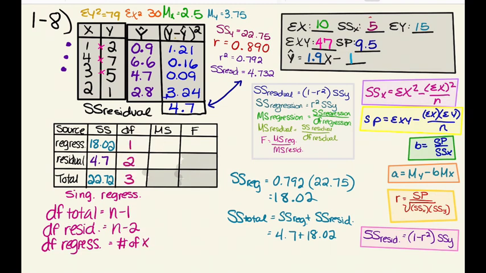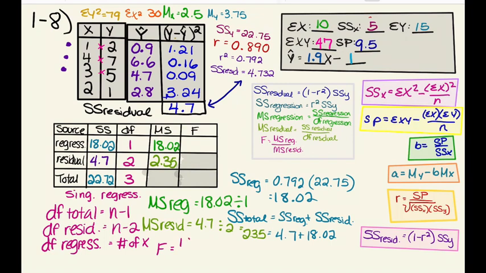The degrees of freedom of regression is the number of x, or predictor variables. In this case, we only have one. The mean square for both the regression and the residual are going to be the respective sum of squares divided by their degrees of freedom.